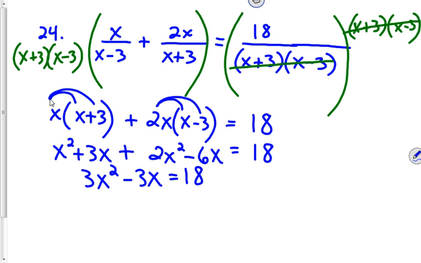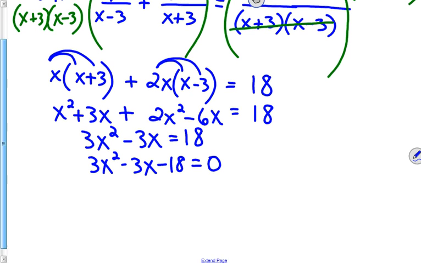Now I like what's happening here because I see that I have a quadratic. I just need to put it in standard form by subtracting the 18 over to the left side. So I get 3x squared minus 3x minus 18 equals 0. Now I have a standard quadratic that I can solve. I can solve by factoring, I can solve by the quadratic formula, I can solve by graphing. You can decide which method works the best for you.